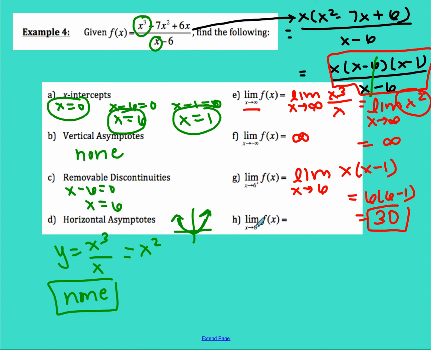And as I approach 6 from the left, it's going to be the exact same function, same thing. So this would also be 30. So that is example 4.